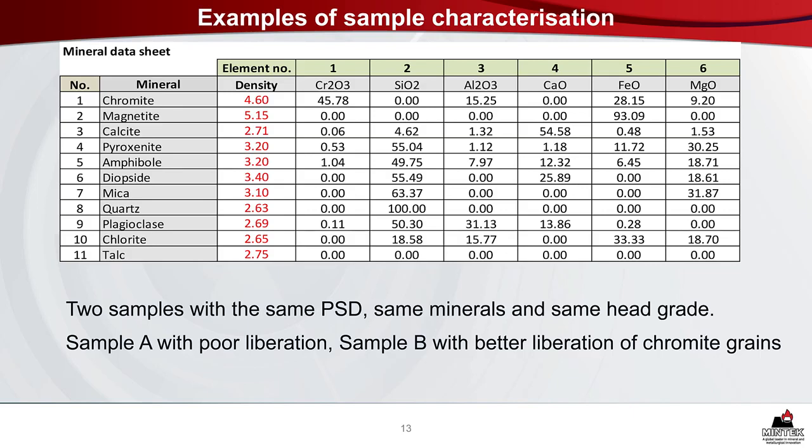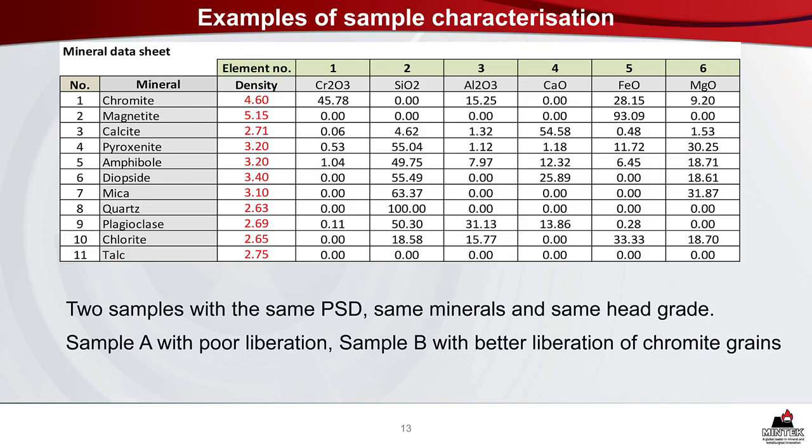Okay, up to now, I've just shown binary particles, simple cases of liberation. The example I want to go through now is data from a real sample. This is a chromite sample where you can see that there are at least 11 identifiable minerals in the feed. Some of high density like chromite and magnetite, and many of low density like chlorite and talc and the pyroxenes.